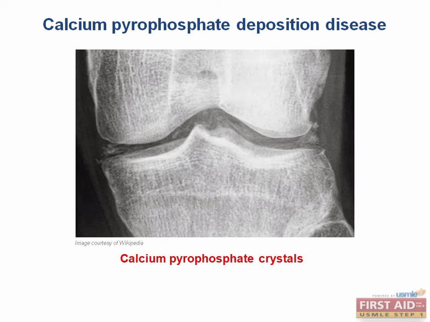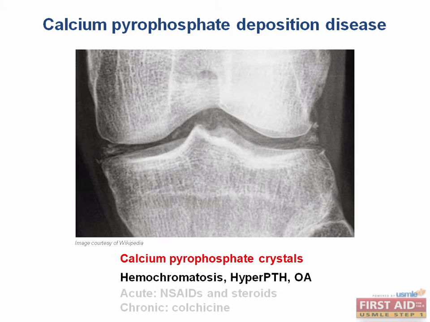Do you remember what disease pseudogout can be associated with? Hemochromatosis. Patients are usually older and can be male or female. You should look out for patients with a history of hemochromatosis, hypoparathyroidism, or osteoarthritis in the question stem. You can treat an acute attack with NSAIDs or glucocorticoids. Patients also benefit from colchicine for prophylaxis.